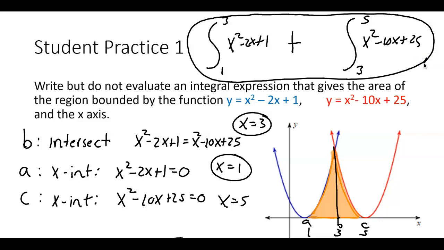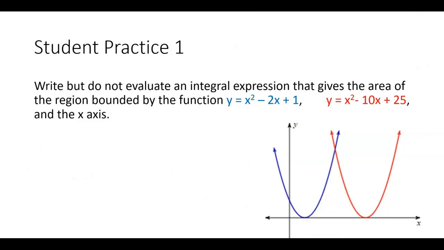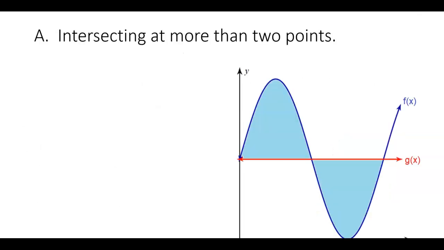Okay. All right. Let's move on to another situation. All right, so consider this graph here. We have two area pieces here, right? The first area piece goes from A to B. The second area piece goes from B to C.